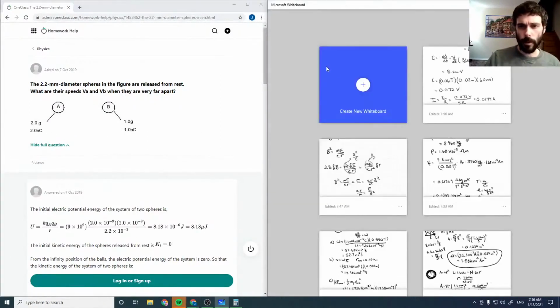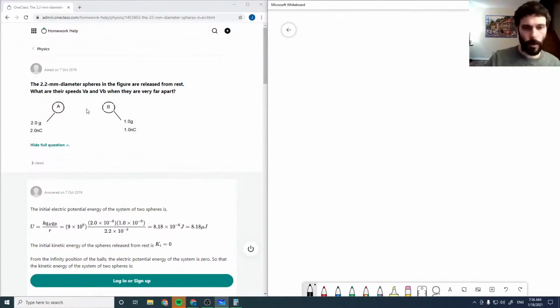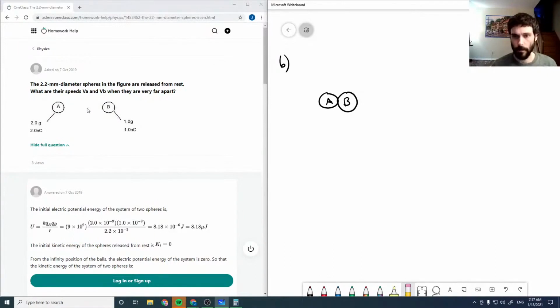This one's a pretty quick one, so I'm going to run through this one as well. All right, so we've got two spheres, and we're going to treat them as if they're right next to each other. And we release them from rest.